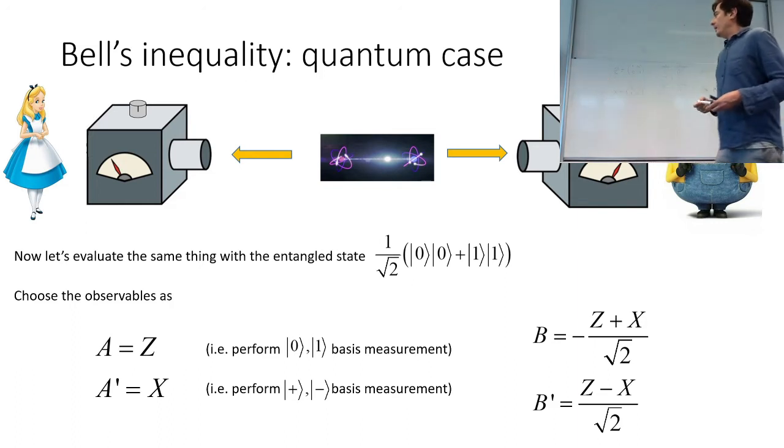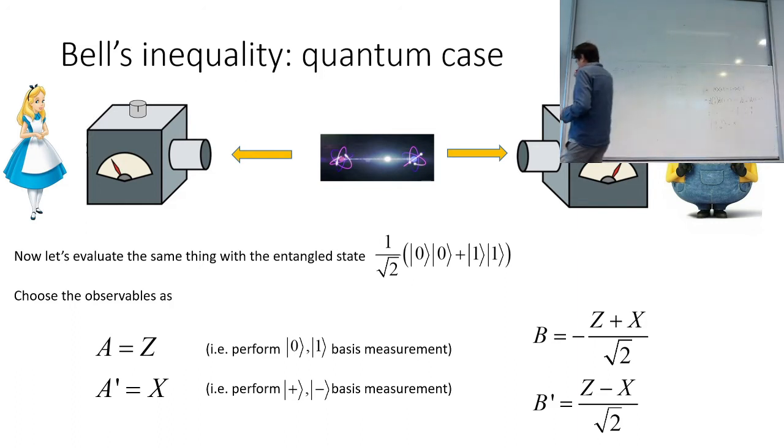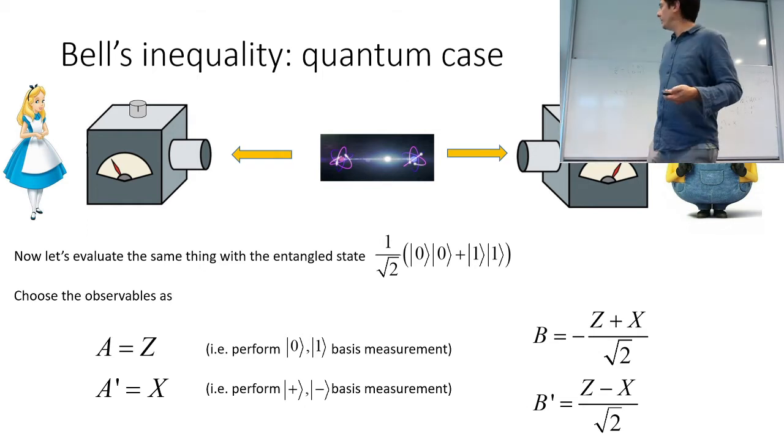And for Bob's side, if you make this particular choice of observable, Z plus X over root 2, Z minus X over root 2, you might think, okay, is that still an observable?